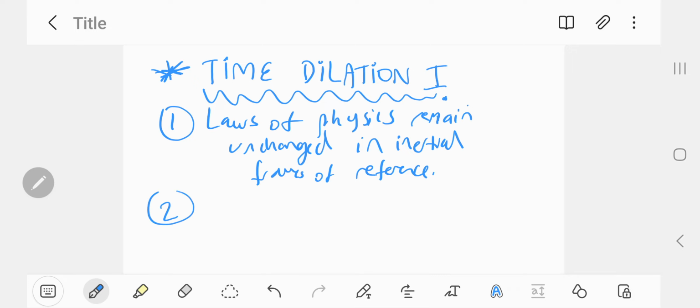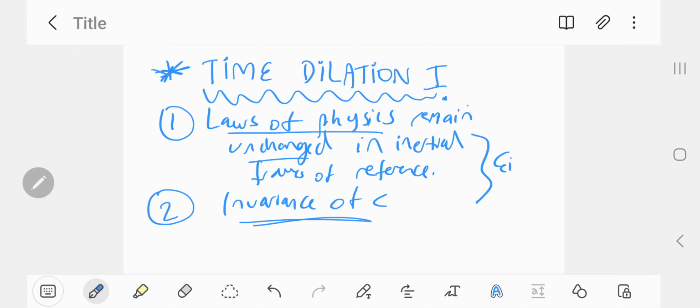And the second postulate, I should say, is the invariance of c. In other words, the speed of light is the same for all observers, regardless of your motion. These were proposed by Einstein in 1905.